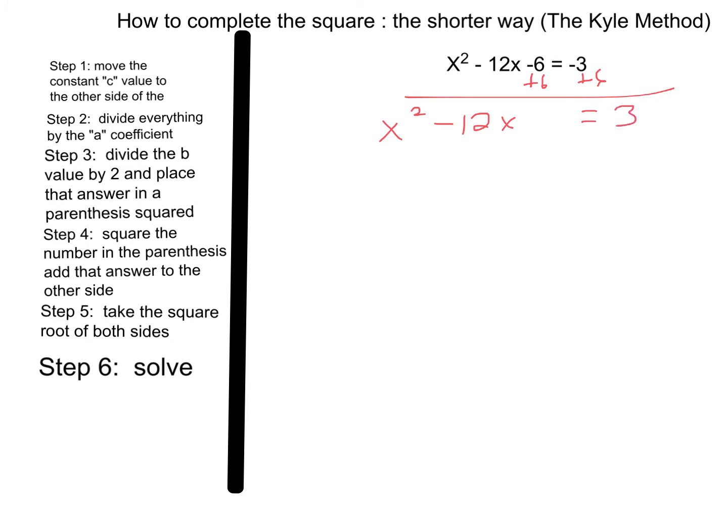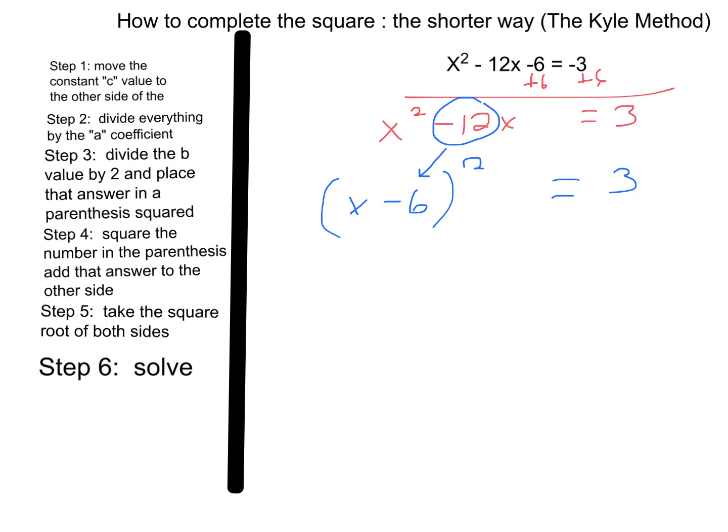Alright, next step, we are going to divide by the lead coefficient. But again, there isn't one, so we don't have to worry about that. So let's take our parentheses, set them up. And again, I'm going to take this guy, divide it by 2. So I'm going to get x minus 6 squared is equal to 3.